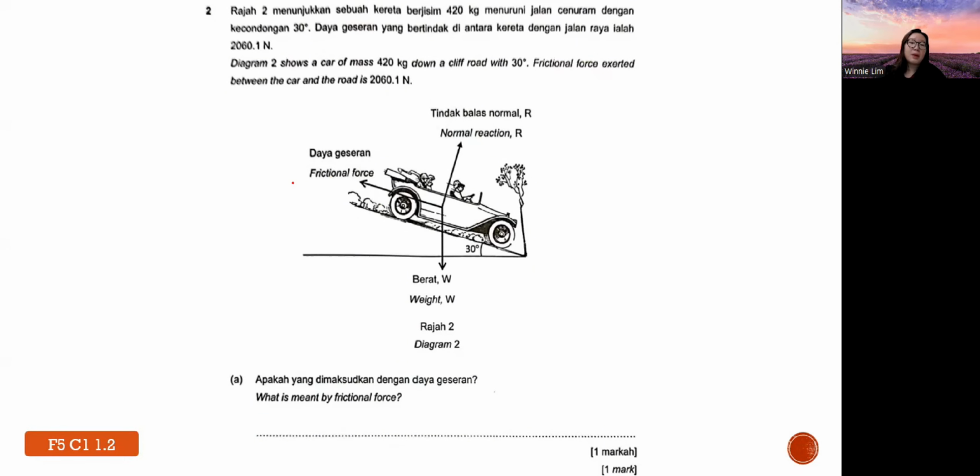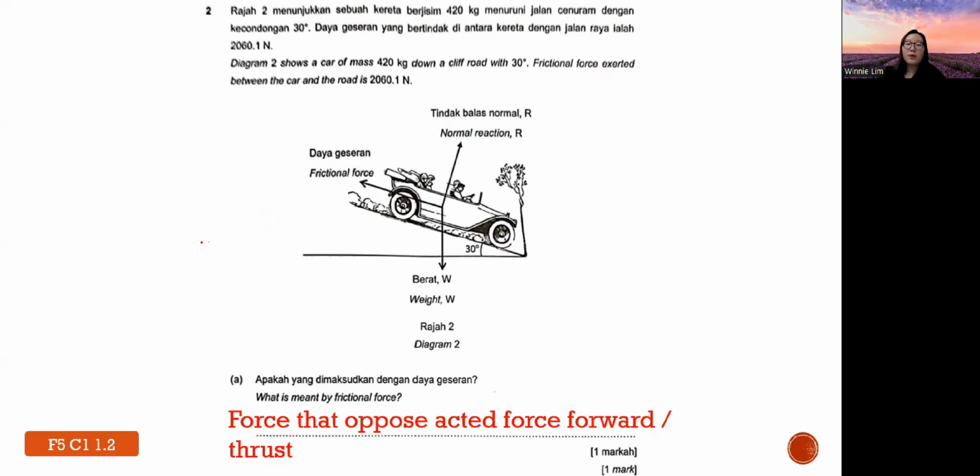For your understanding, in paper 2, generally each question normally has about 4 to 5 marks where they may ask you about definitions. No choice, you have to understand and memorize them. It's actually the key concept of that particular topic as well. So frictional force is what? Force that opposes the acting force or opposes the thrust. If you want to be more complete, you can say between 2 surfaces.